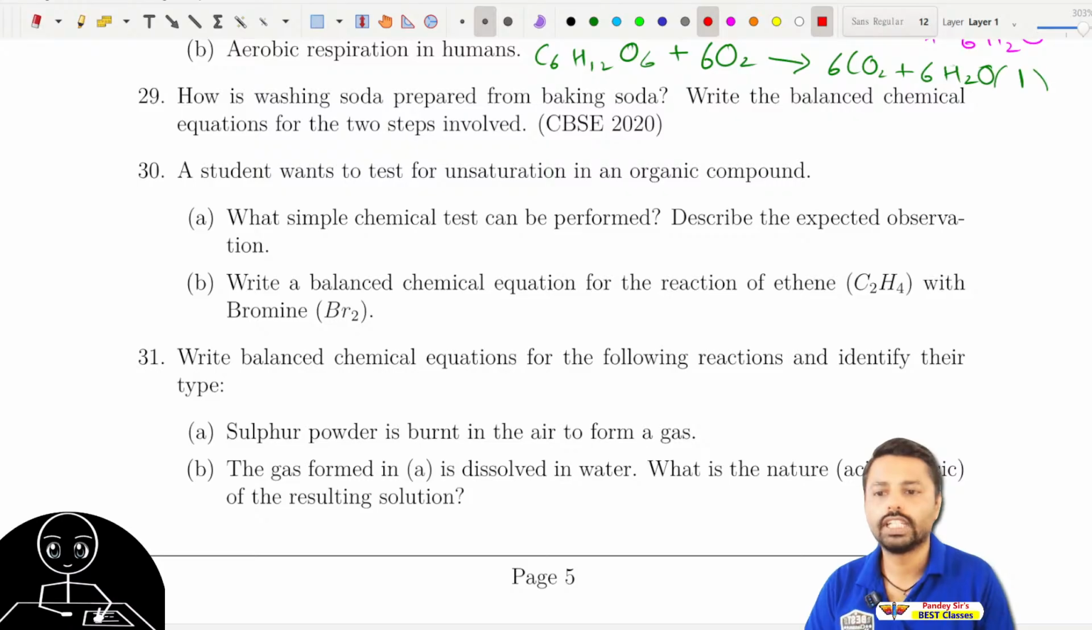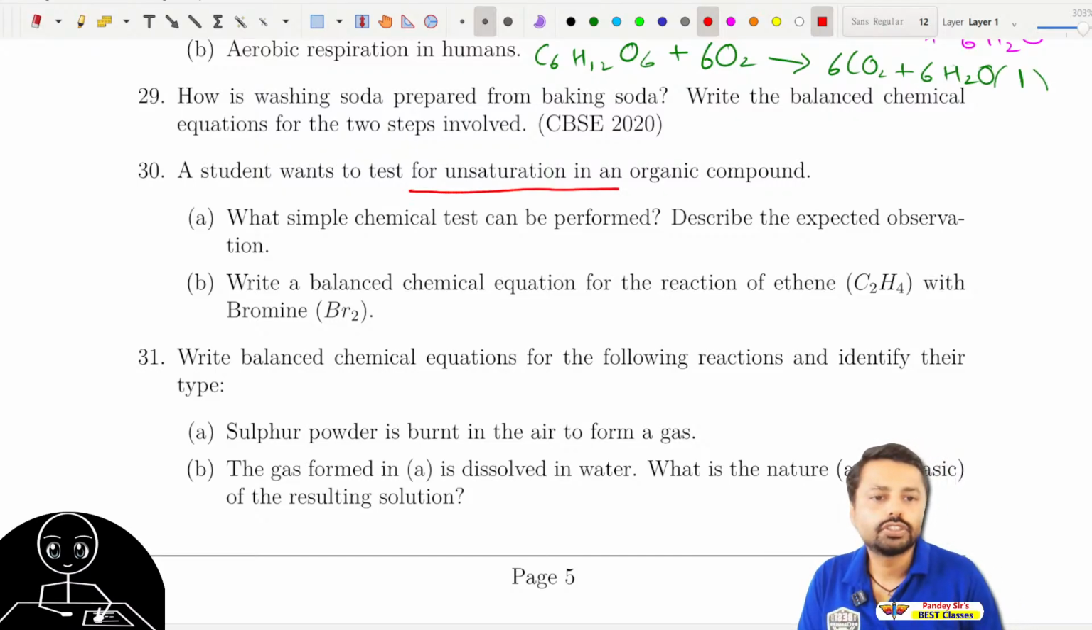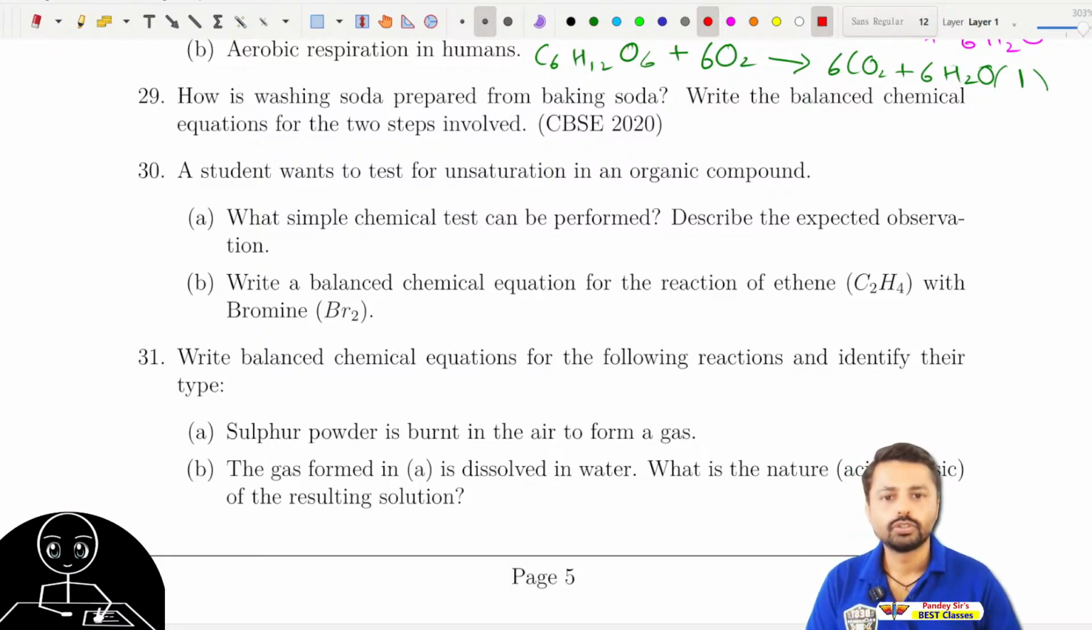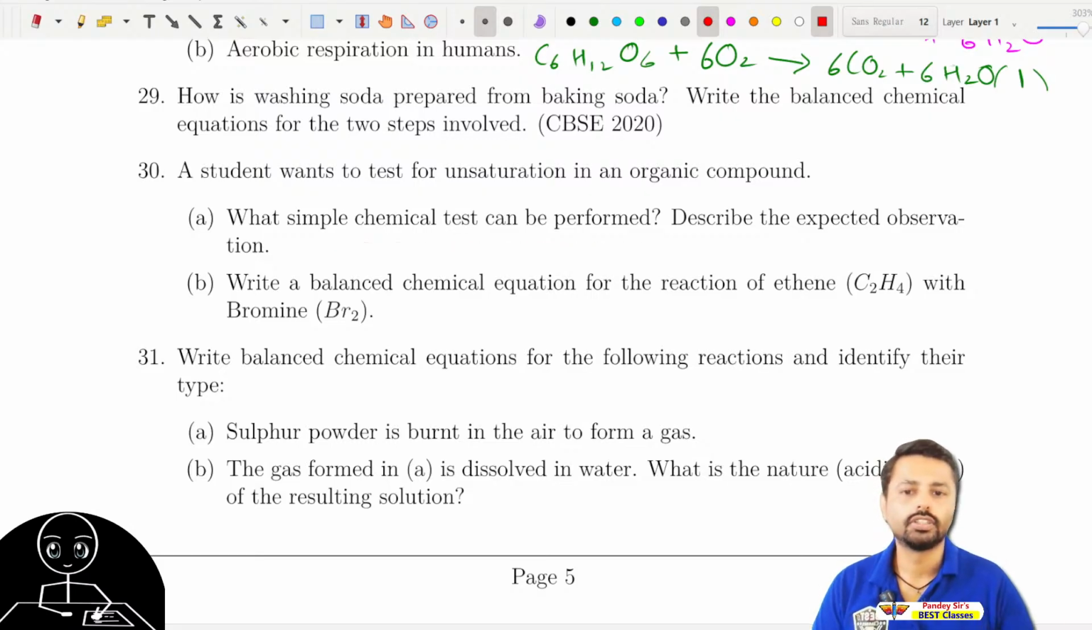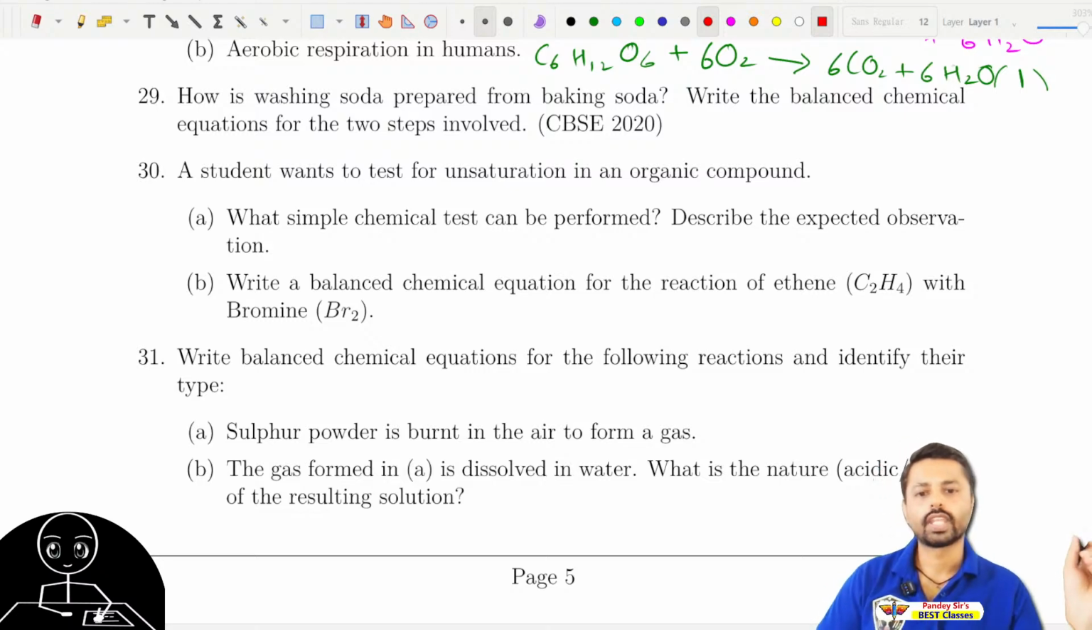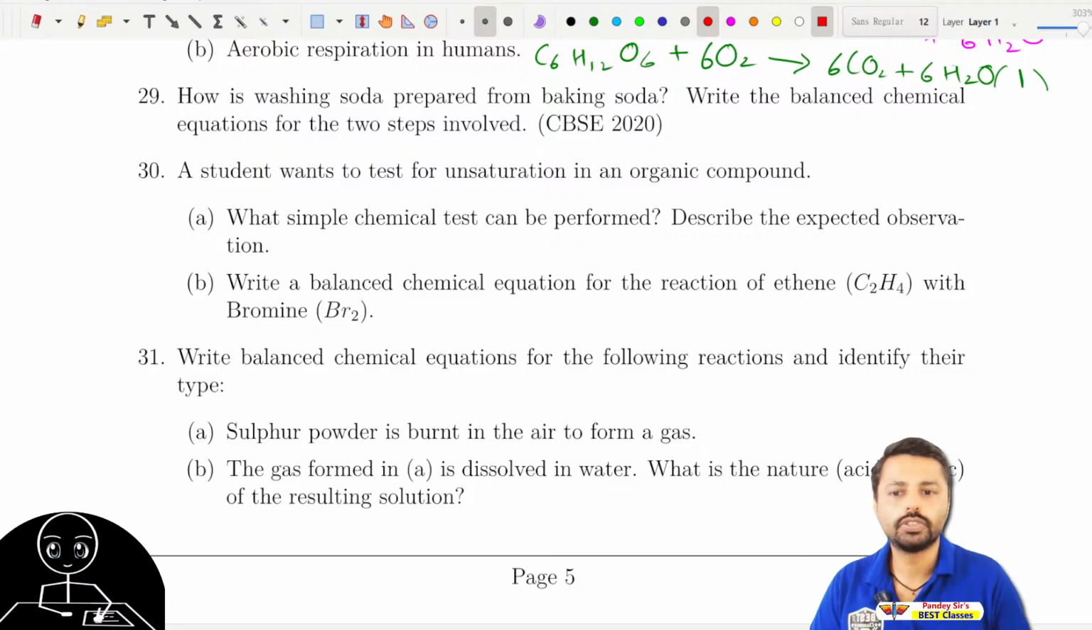Okay. So next one. A student wants to test for unsaturation in an organic compound. So is it saturated or unsaturated? What simple test can be performed? Describe the expected observation. So you know, a simple test can be simply burning. We can simply burn it, and based on the smoke we can say. Also there is a bromine water test. The brown color of bromine water disappears. So the test is the bromine water test.